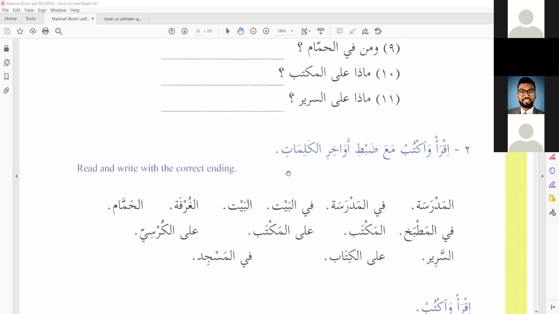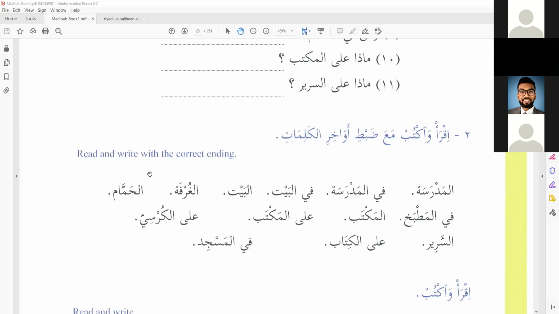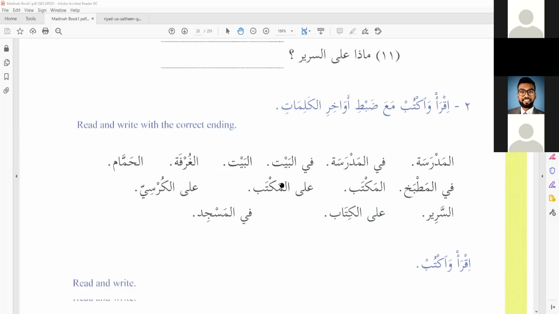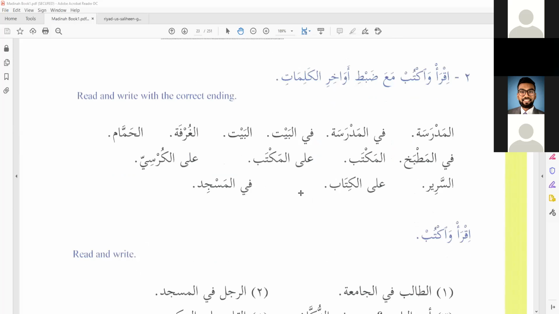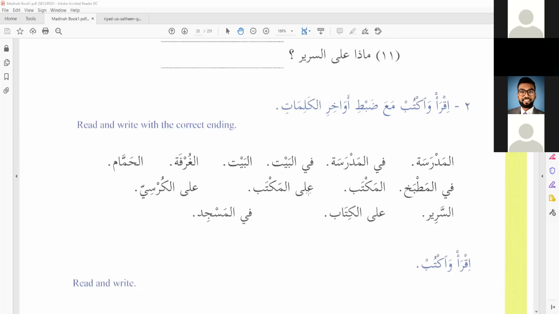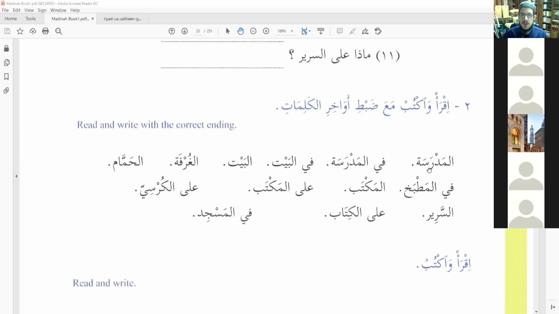Okay. So we have: اقرأ واكتب مع ضبط أواخر الكلمات. Read and write with the correct ending. Anytime it says to write, that should be something you can try to do for homework if you have time during the week. Right now, let's run through these reading to try to get used to how the endings change.